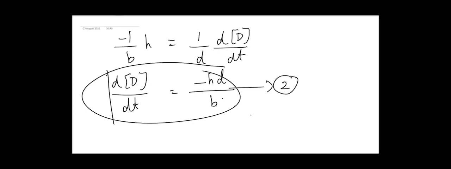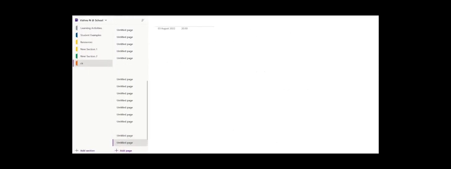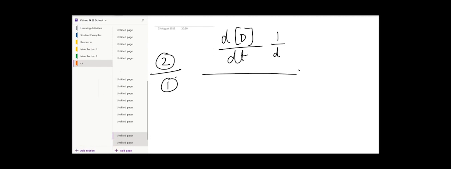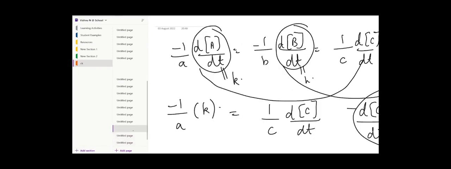Now we are asked the ratio. So the ratio is nothing but equation number 2 divided by equation number 1. If we divide, we get dD by dt into 1 by d, so basically we are dividing equation 2 by equation 1 here. So what was the previous equation? It was, yeah, Kc by a here.